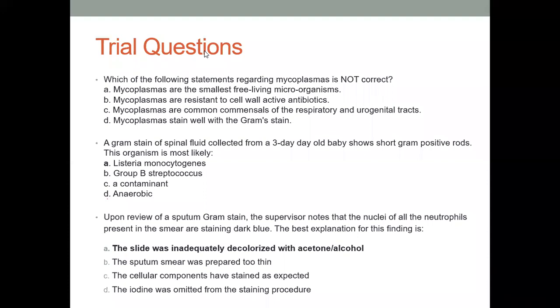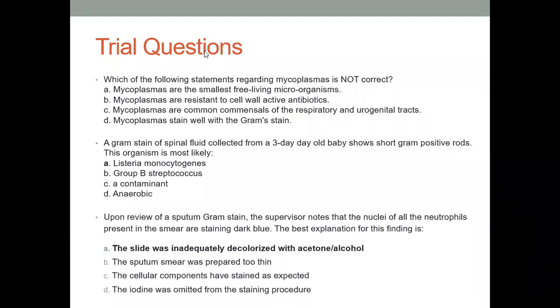And then you have what you call Lancefield grouping, where you can do it for all the various groups: group A, group B, group C, group D. That is the Lancefield grouping. But for the purposes of this question, we are saying that Listeria monocytogenes is a gram-positive rod. And the strep group B, they are gram-positive cocci, so they are two completely different organisms. As for the contaminant and the anaerobic, it's just to fill in the gap.